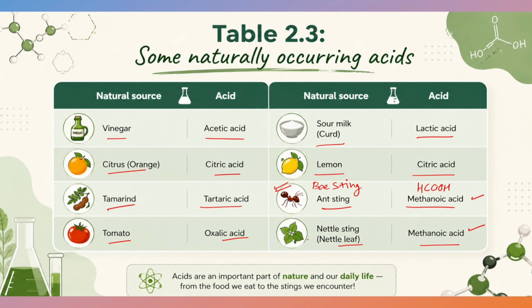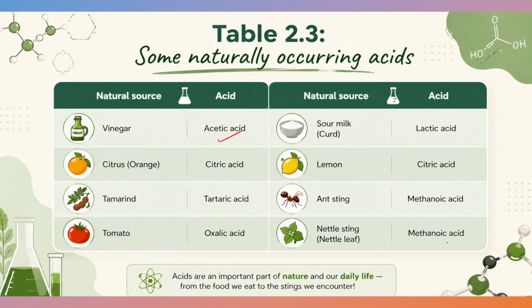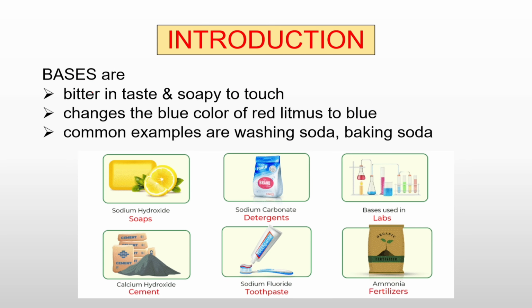So the difference between methanoic and ethanoic: vinegar has acetic acid, which is also called ethanoic acid. The only difference between methanoic and ethanoic is that ethanoic acid contains CH3COOH, whereas this has HCOOH. Here we have only one carbon, here we have two carbon. That is the difference. Both of them, acetic acid and methanoic acid, belong to the same family of carboxylic acids.